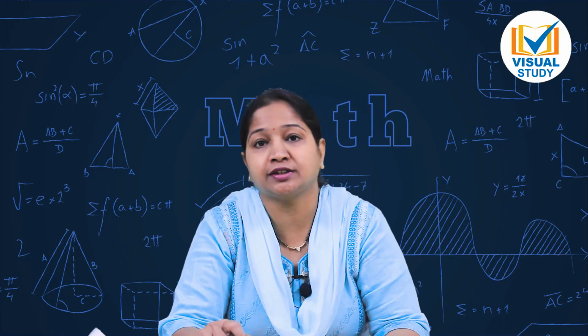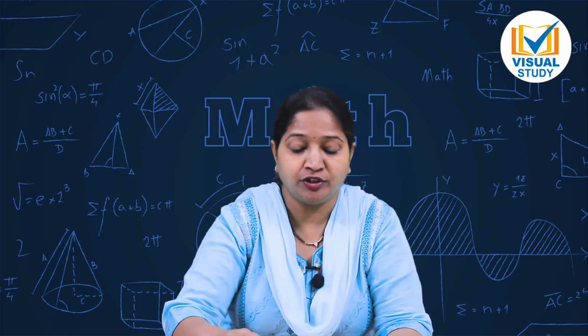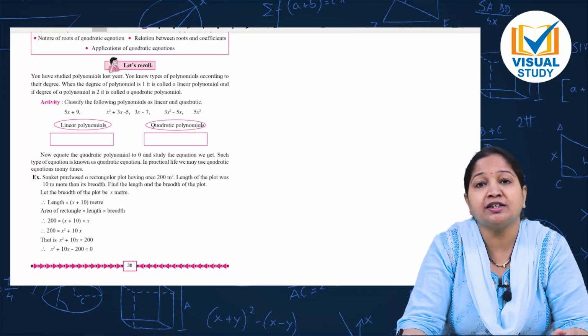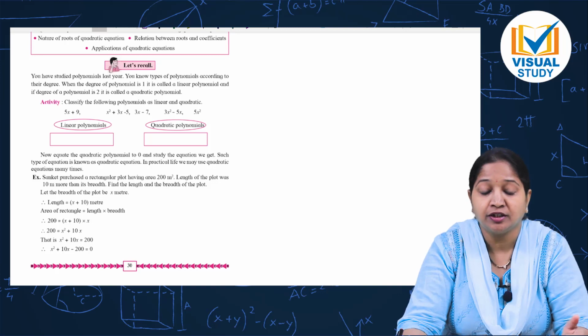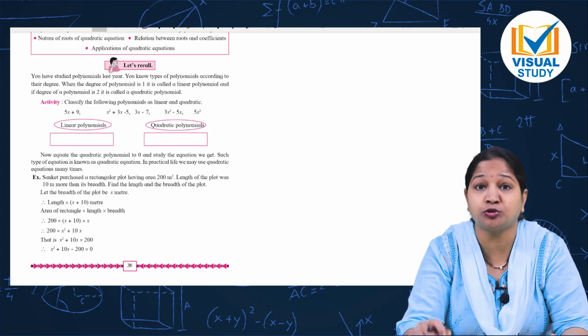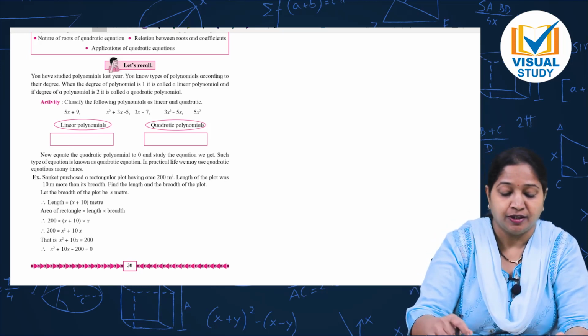Today we are going to take a second lesson, that is quadratic equation. Now what is this quadratic equation? When the degree of a polynomial is 1, it is called a linear polynomial, and when the degree of the polynomial is 2, then it is called a quadratic equation. When the degree is 2, that is known as a quadratic polynomial.